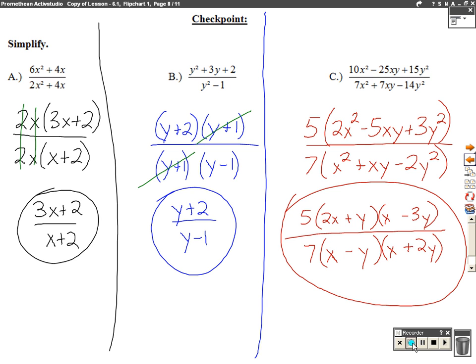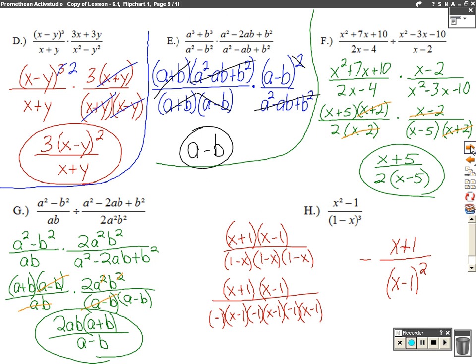In letter C, I just want to point out that after you did all of the factoring, none of the factors were common factors, so you couldn't do any canceling. D through H, just a lot of factoring for each of these problems. Remember to keep change flip on the division problems.